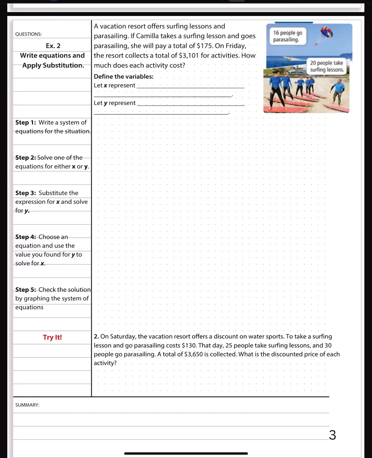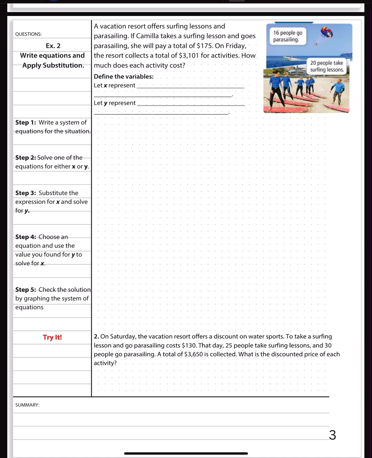Okay, this is part 2 of 4-2, solving systems of equations by substitution. So in this example 2, we're going to write equations and apply the substitution method. So here we have a word problem. A vacation resort offers surfing lessons and parasailing.